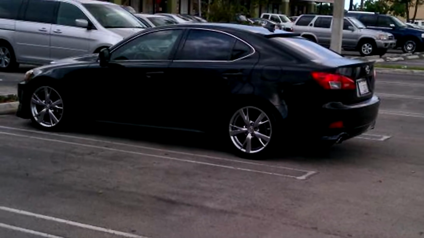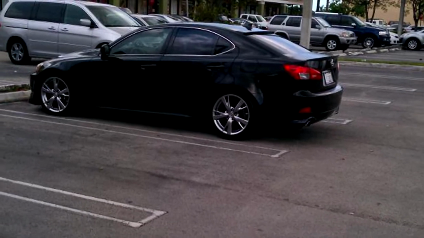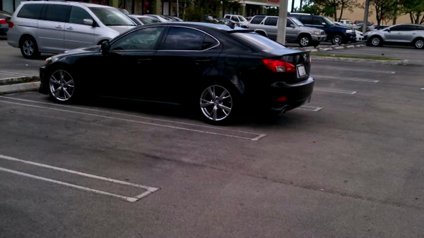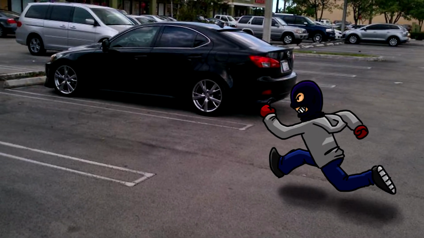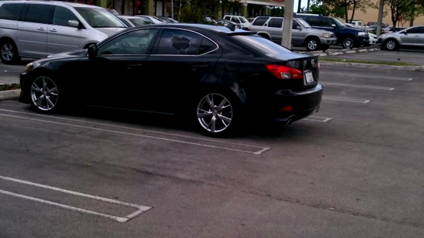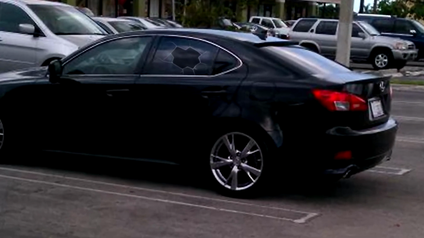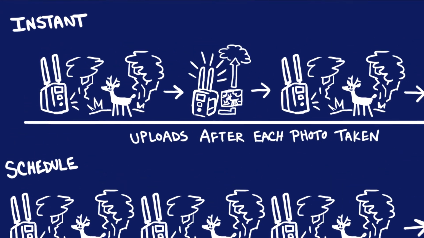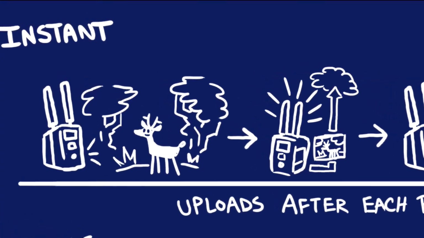Suppose you're running your camera in instant mode, monitoring a parking lot, and your signal is mediocre at best. You receive two videos, one of some guy running towards your car, and one of him running away. Later, you discover he busted a window and grabbed what he could, but you did not capture video of the actual crime. This is because your camera was uploading after the first video, since it was running in instant mode.